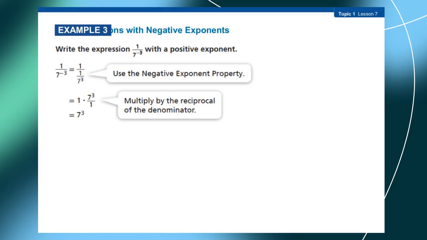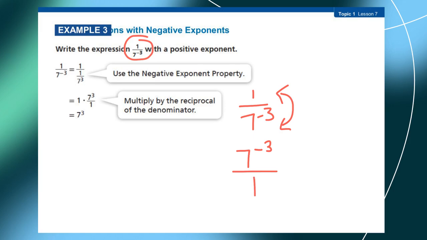This is example number 3 on page 49. I'm going to teach this to you just a little differently than what they have going on. So I have this expression and I want to write it with a positive exponent. So in our last slide, I said you can change the location. If the exponent's in the numerator, put it in the denominator. If it's in the denominator, put it in the numerator. So I'm going to change its location. I'm going to put it from the bottom to the top. I'm going to ditch my negative.